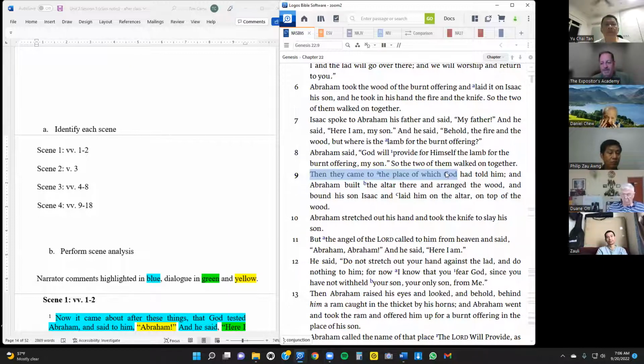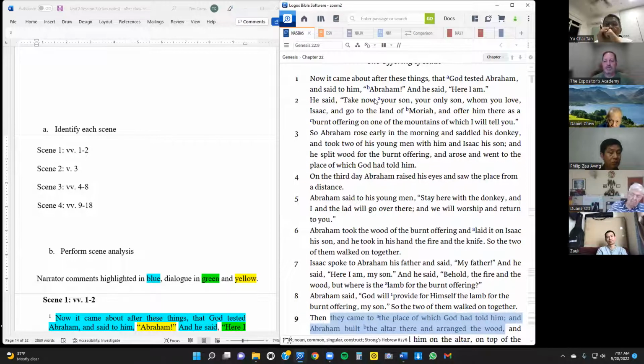had identified for Abraham to build the altar. By the way, this is a great example, guys, of notice here, they came to the place which God had told him. And Abraham built the altar there and arranged the wood. But notice in the story, as you go there, right, look at verse 2. God tells him, right, take your son, go to the land of Moriah, and offer him as a burnt offering on one of the mountains of which I will tell you. Well, in the story, the author doesn't tell us that part of the story, right?